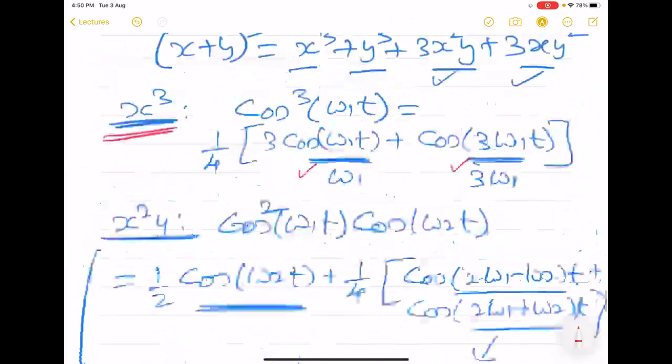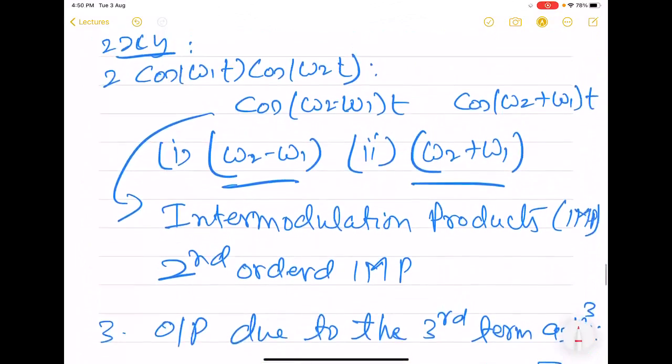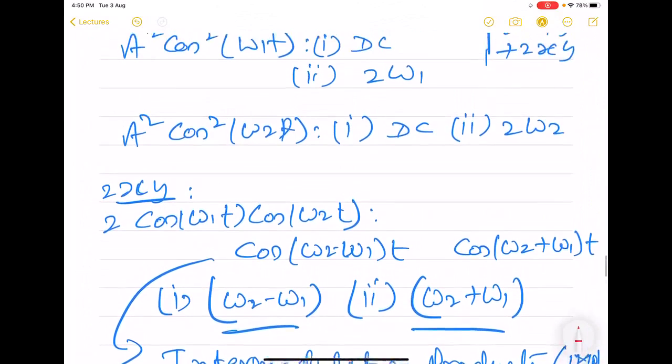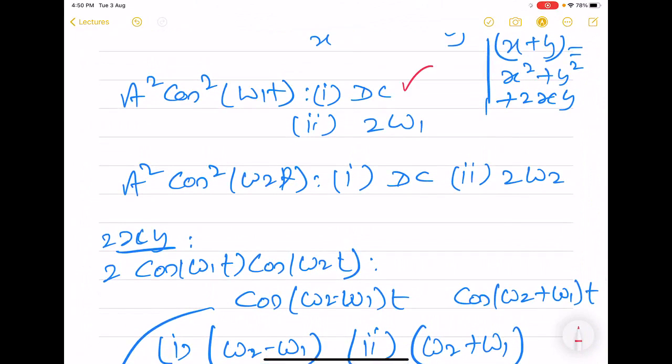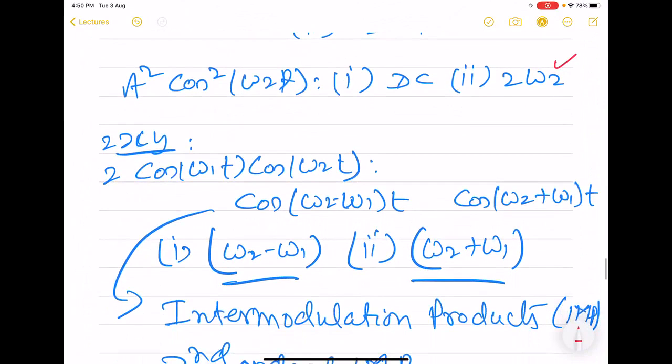Now let us see what is the contribution of the second order term. For the second order, we have already seen there will be DC, second harmonic, and then omega 2 minus omega 1, omega 2 plus omega 1. So this one will be closer to DC, and this one will be closer to 2 times omega 1 or omega 2.